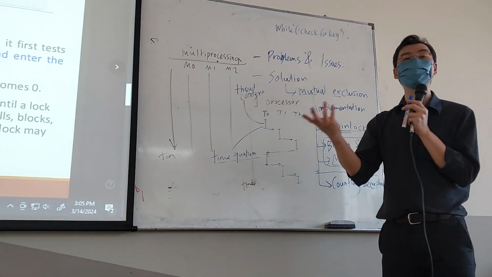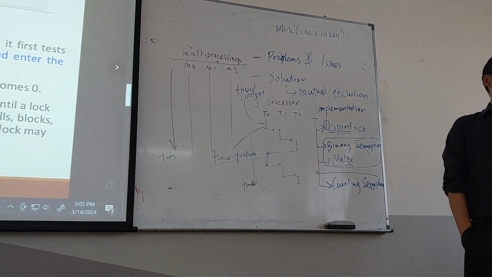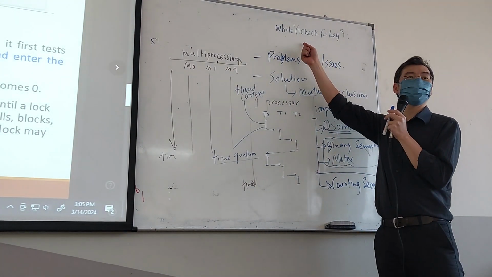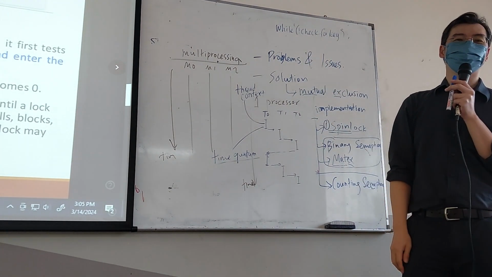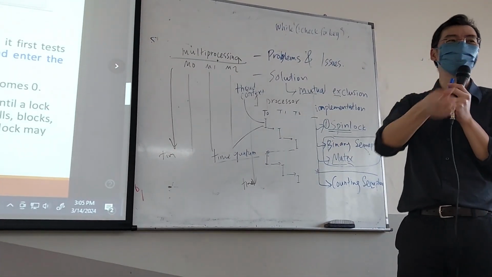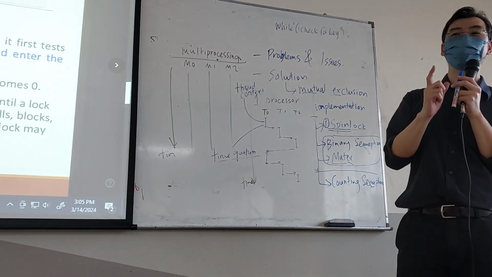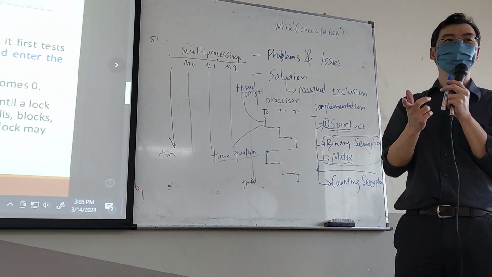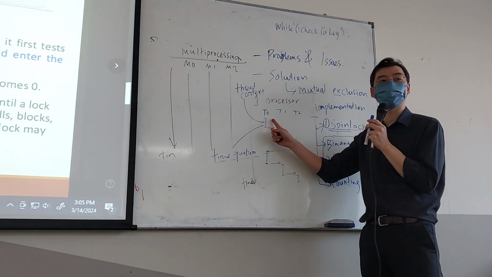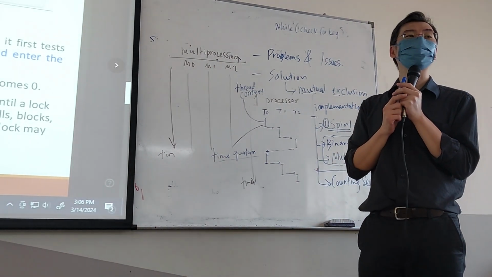But what happens if the key is not there? Then the thread has to spin, right? You have to spin for how long? I already mentioned to you, 10 microseconds is the time quanta. You have to spin for 10 microseconds at most, because it cannot get the key, right?